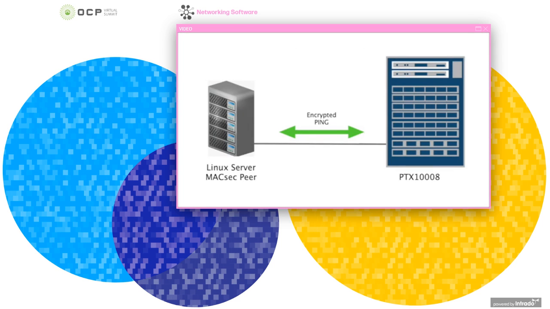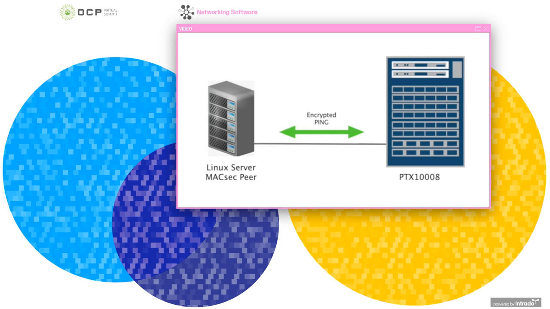This is our test topology. But before I get too far, I want to tell you something that's exceptionally noteworthy. The PTX10008 can do 400G line rate MACsec. Isn't that awesome? I'm working on a video for it, so keep a lookout. For now, we'll show you how we integrated MACsec into SONiC using a much simpler topology.